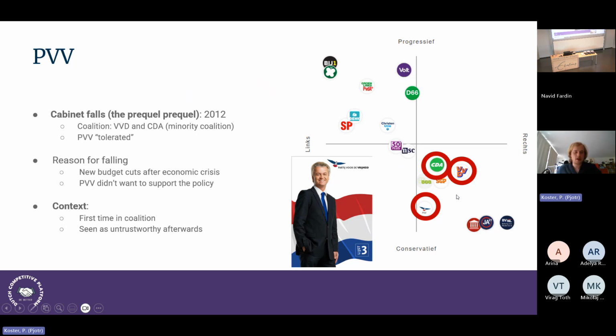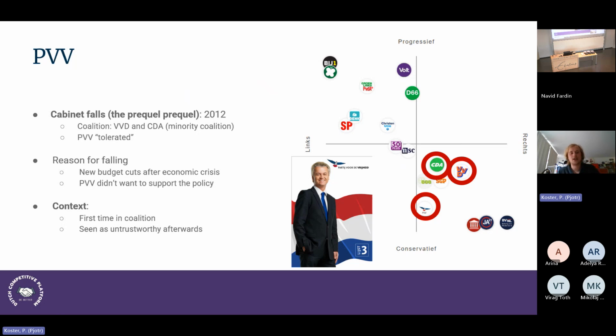There were new economic cuts that needed to happen, and the PVV again didn't want to support the policy, and then just stepped out and said, okay, we're not going to support these budget cuts. So the government was unable to implement them, and basically they were unable to push in a policy. Again, it was Geert Wilders specifically who made this decision in these talks, stepped outside and just decided, I'm not going to do this anymore.